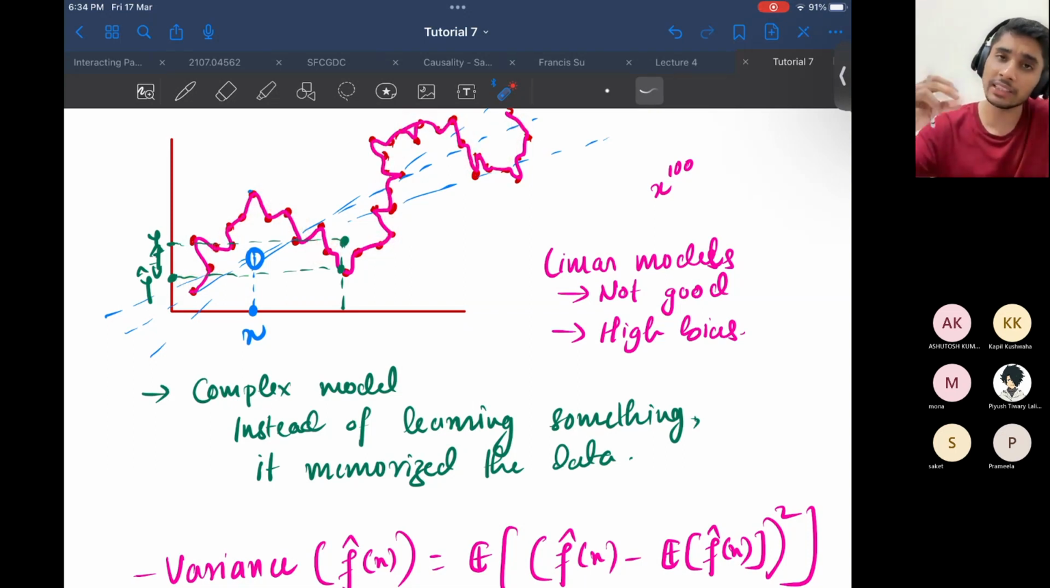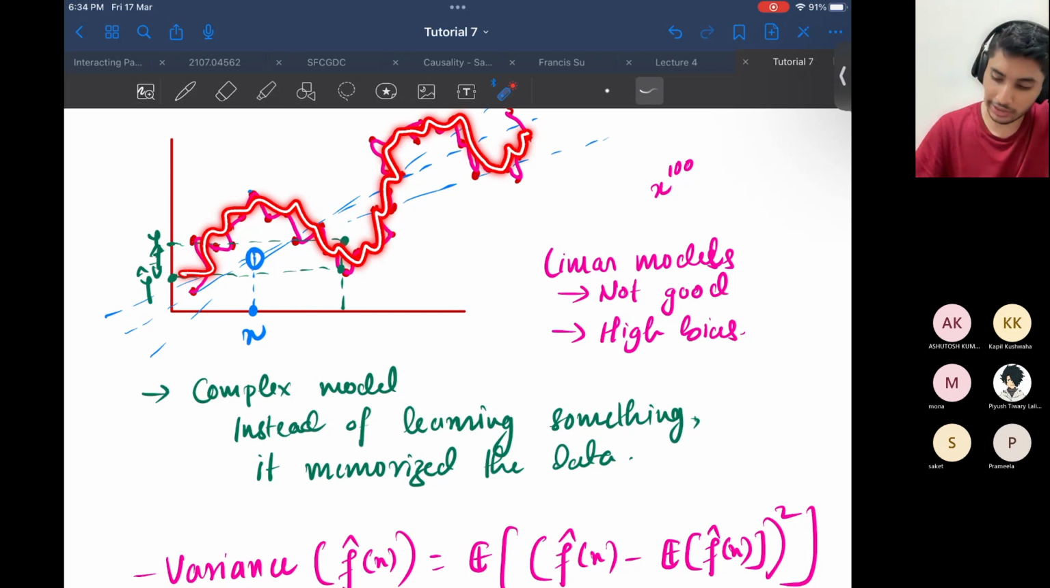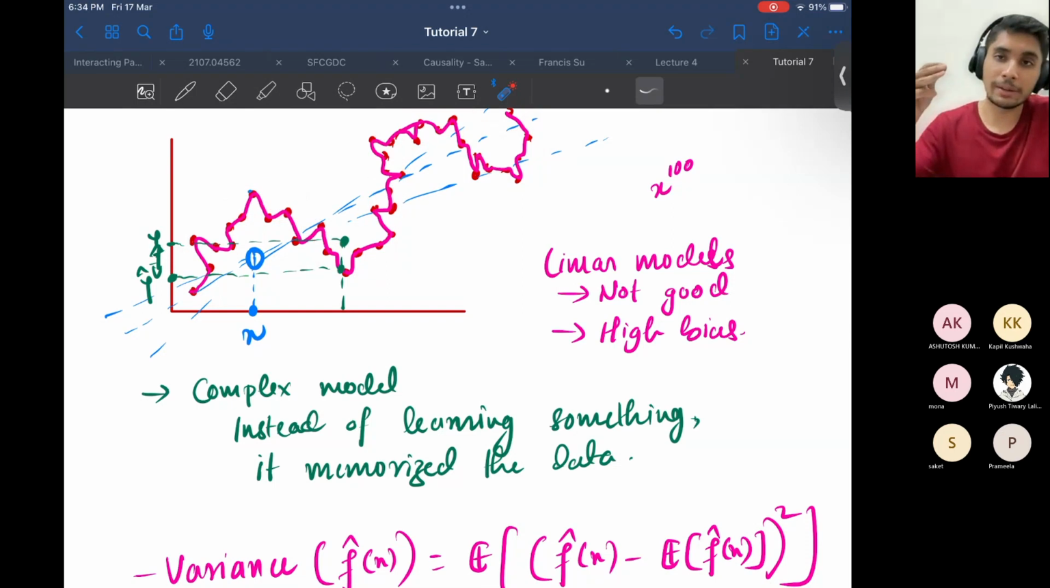Now how much are these models deviating amongst themselves? Let's say next time your model does something like this. Okay, it's even more noisy. Again you train it another time, you get something like this, which is again maybe very different from what you had earlier. So variance is trying to capture the fact that if you train your model multiple times on the same data, how much different each of these models are going to be, right?